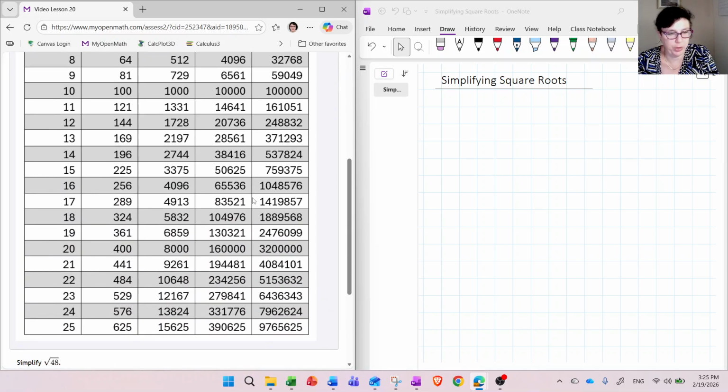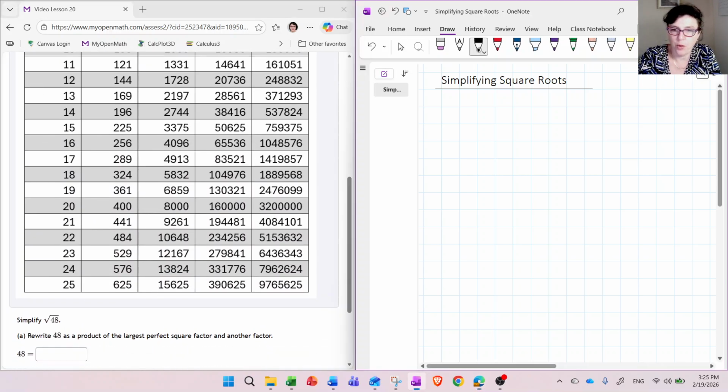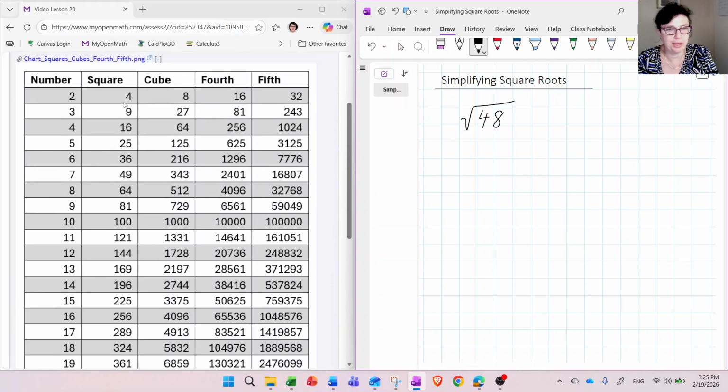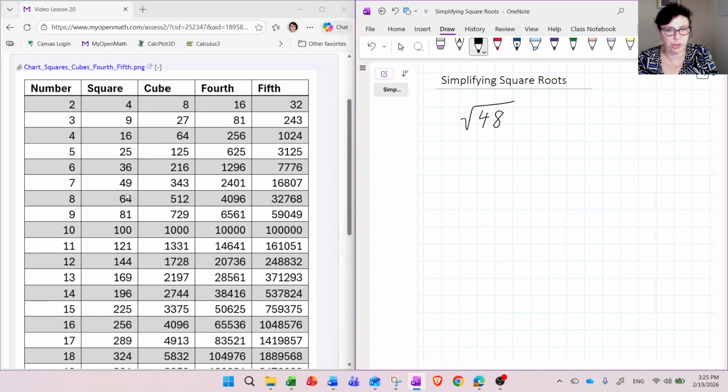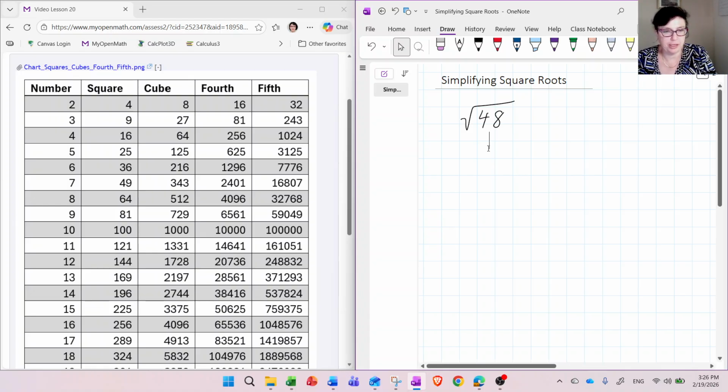Let me explain what we're going to do. Our goal is to simplify the square root of 48. The first thing we should ask ourselves, when we look at the squares over here, we're just going to eyeball them: is there a number that matches whatever is under the root? Do we see 48? The answer is no. Actually, if this was 49, then it would have been 7, but 48 is not 49.